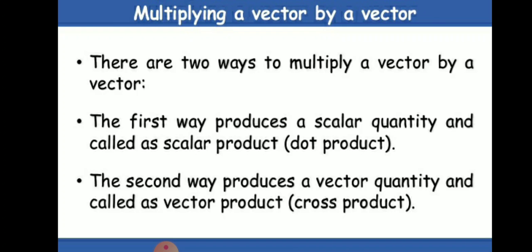If you are multiplying a vector by a vector, there are two ways. One is the dot product, another one is the cross product. Under the dot product, you will get the scalar product. Under the cross product, you will get the vector product.